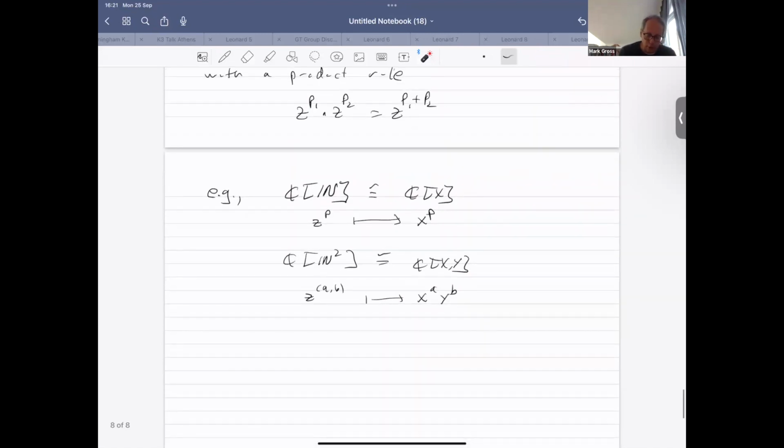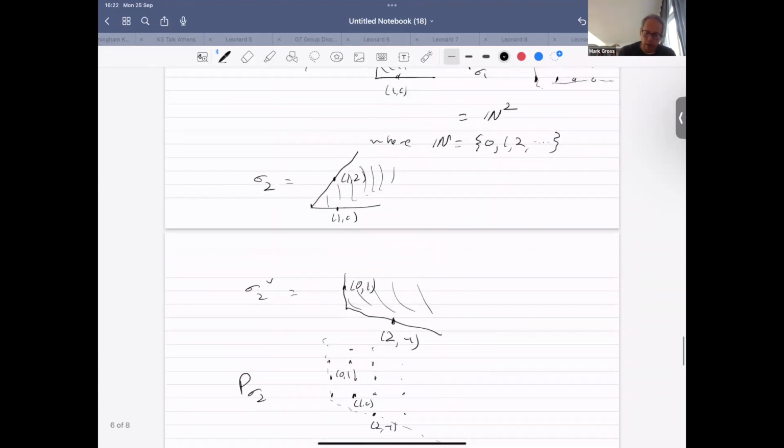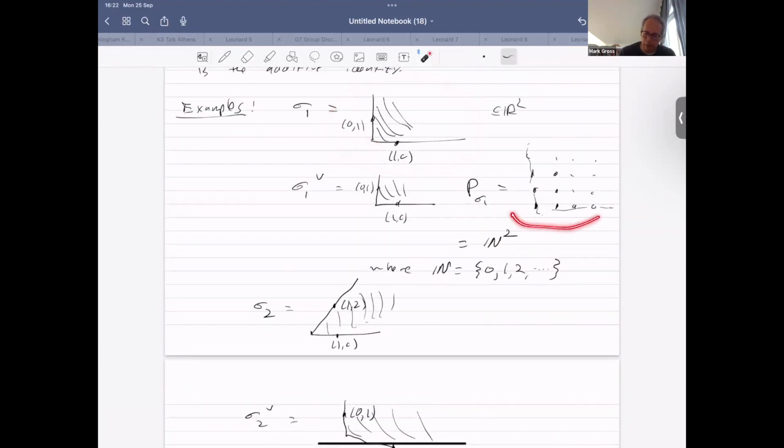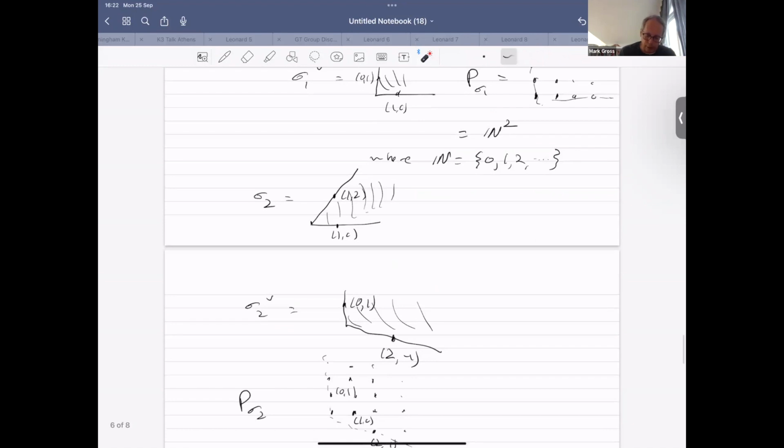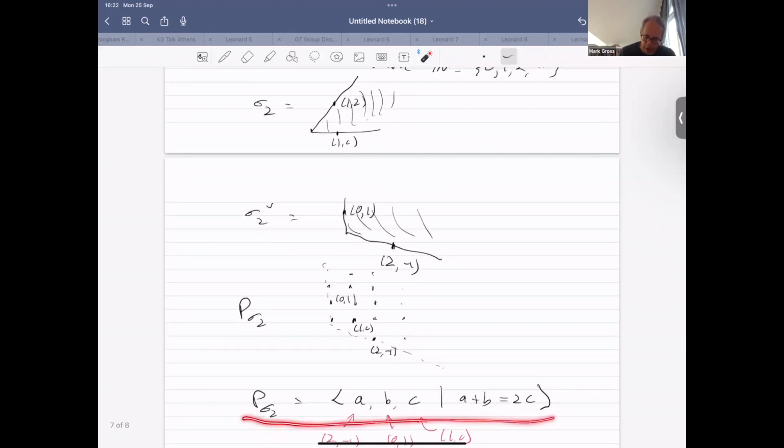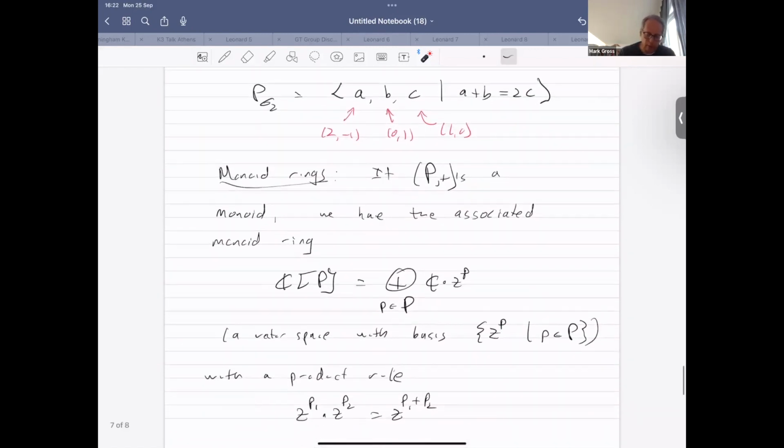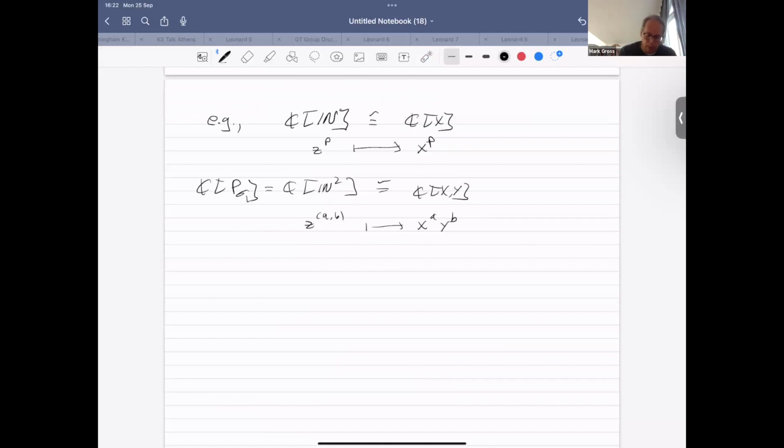And then my last example. Remember, this was C bracket P sigma 1, the monoid associated with this cone sigma 1 I showed you earlier. That was this cone here, the monoid N squared. And now for P sigma 2, I have this description in terms of generators and relations. And in fact, this gives us an isomorphism. So C bracket P sigma 2 is isomorphic, and I'll draw the map the other way, to C bracket X, Y, Z modulo X, Y minus Z squared.